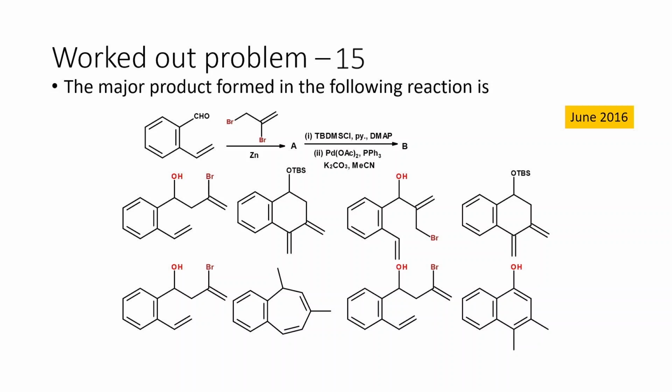So here the major product formed in the following reaction is, there is an aldehyde given, and we have an alkene dibromo derivative given. These are reacting in the presence of zinc to give some intermediate A. So if you look at 1, 2, 3, 4, the intermediate A, or the first one, is nothing but, bromine is included, hydroxyl is included. In other words, a simple condensation reaction. That is what we can look from the initial analysis.